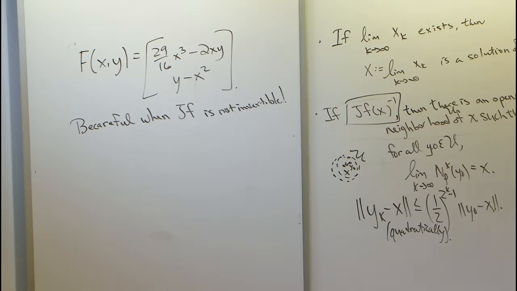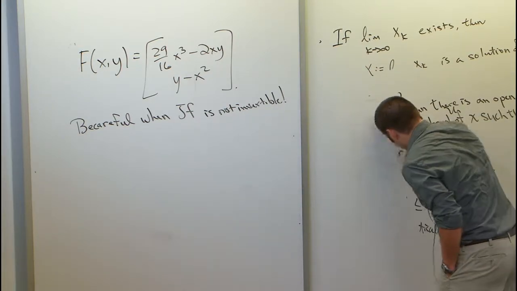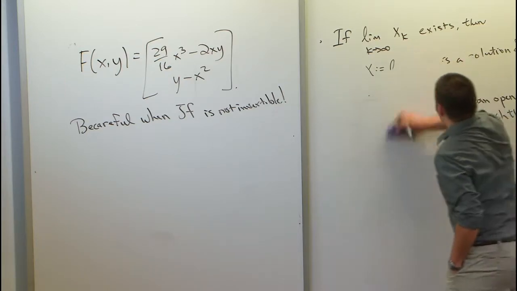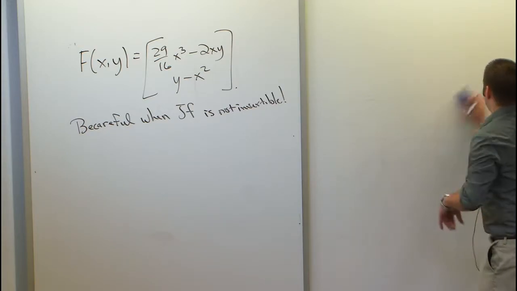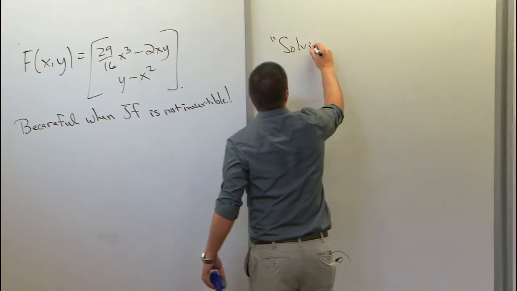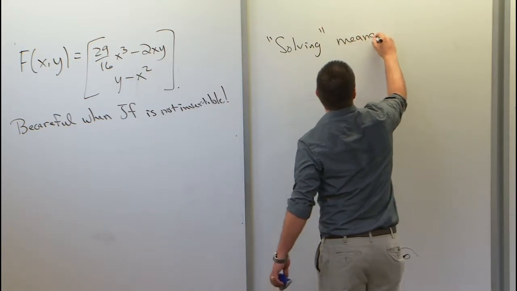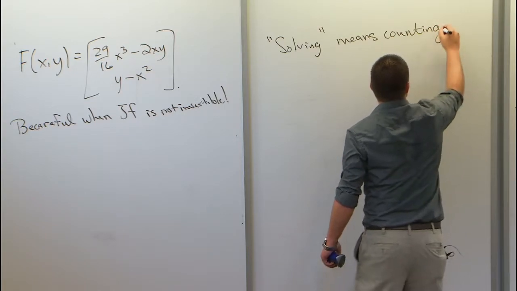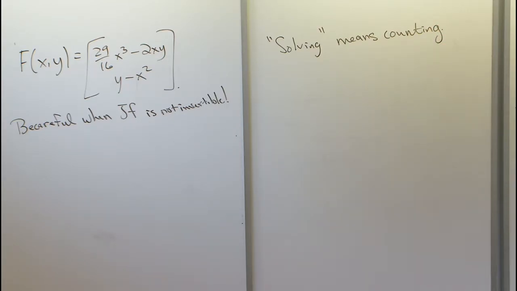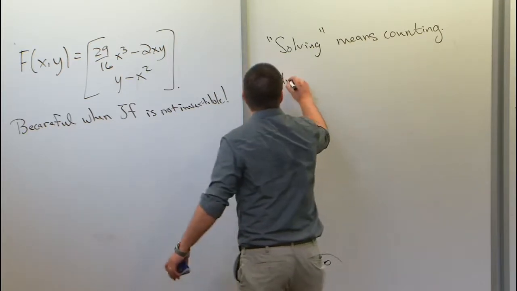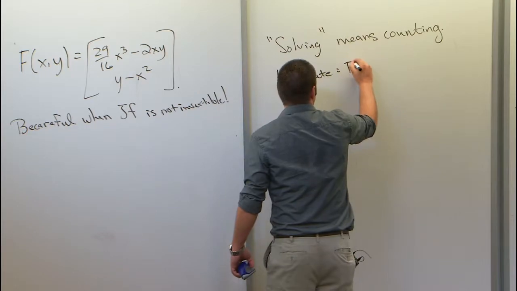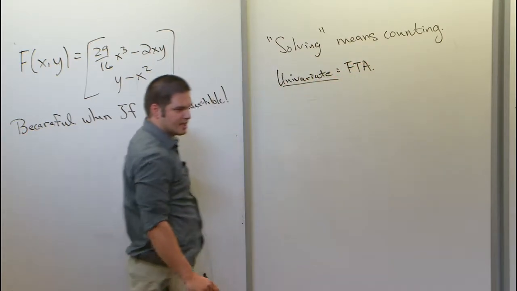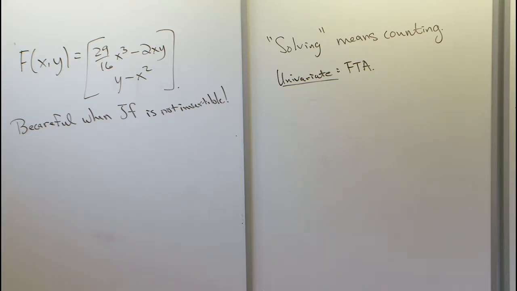What's another way we can think of solving equations? So maybe you want to think of solving as counting. So before I first said, does there exist a solution? And now the next question is, how many solutions are there? So to solve my system means to count the number of solutions to that. Okay? So in the univariate case, we already have the fundamental theorem of algebra, which says that a degree D polynomial has D roots counting multiplicity.